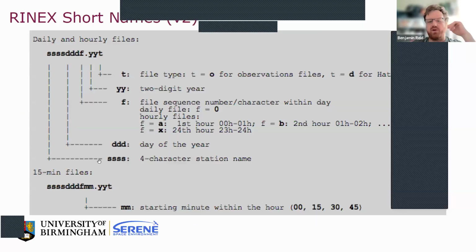So the short names are very simple. The first four characters is the station ID. The next three characters are the day of the year. The last digit is telling you something about whether it's a daily file or an hourly file. Then you have the two-digit year. So for this year, it'd be 26 for 2026. And then the file type is O for observation file, D for a certain kind of compressed file, N for navigation, etc.